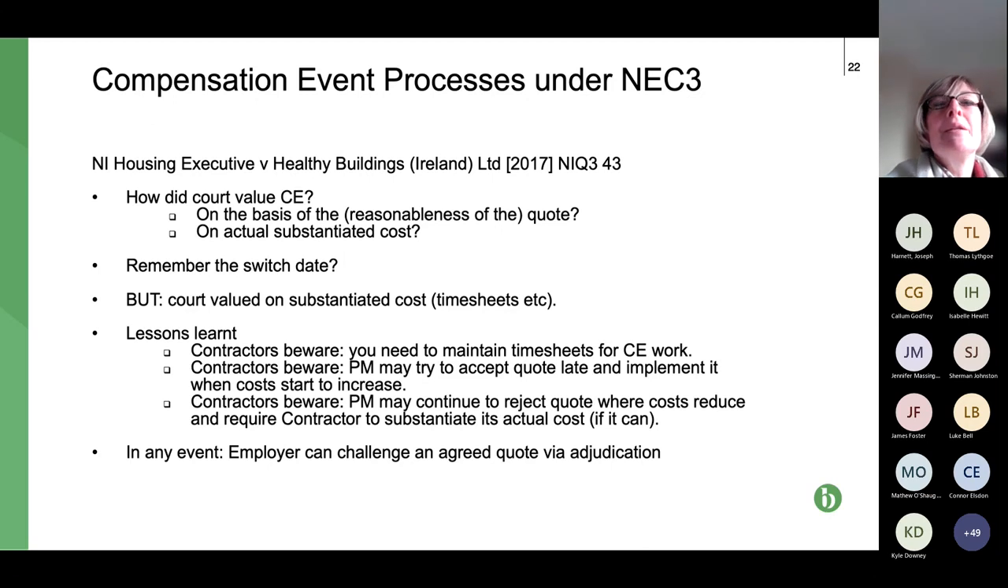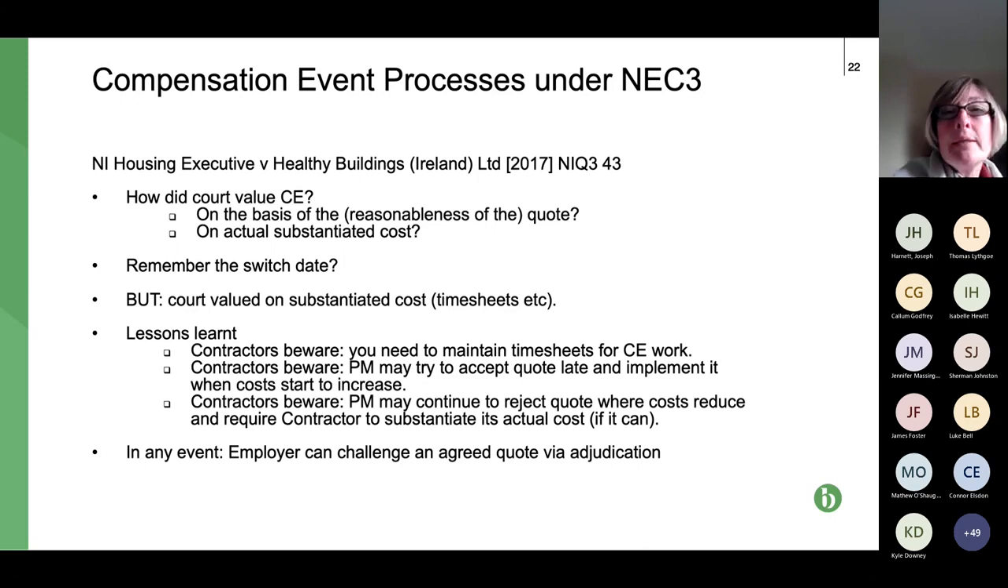So typically you're going to be getting to court a year after that. So even a very prompt adjudication will mean that you're not going to be getting to trial at court probably until well after the defects period has expired. And what the court said was that, therefore, when it was being asked to quantify a CE, what it wanted was the actual cost, what it had cost.